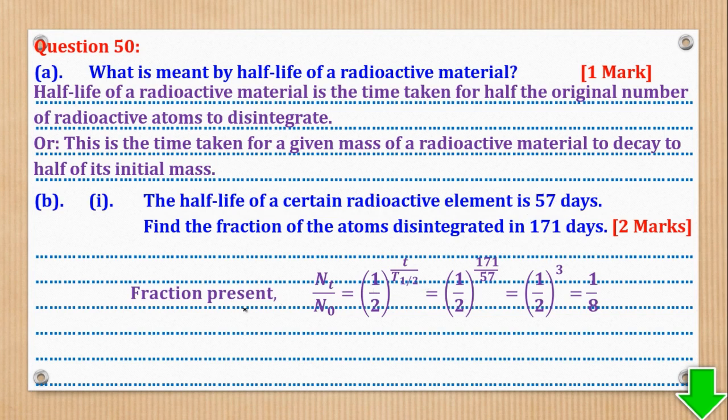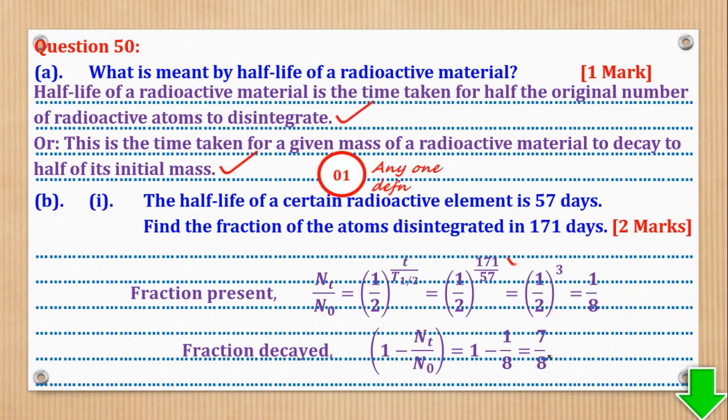But that is the fraction present. Here the question wants the fraction disintegrated. So the fraction that decayed will be 1 minus the fraction present, which is 7 over 8. And that's what they wanted. And that's how the marks would be awarded.